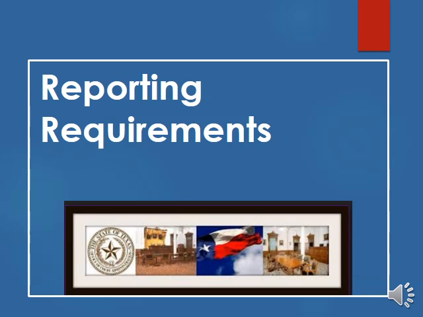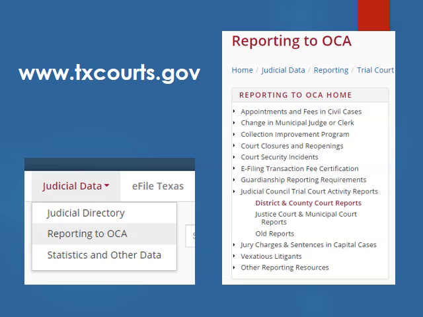Now let's move on to the reporting requirements and other information on submitting the reports. Our Reporting to OCA webpage has information that is very helpful for preparing and completing the report. At the top of the Texas Judicial Branch webpage, select Judicial Data, then Reporting to OCA. On the Reporting to OCA page, select the Judicial Council Trial Court Activity Reports link, then select District and County Court Reports.